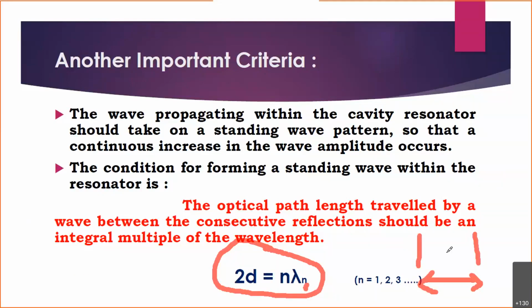Since I said inside the resonator there is a standing wave pattern, it has to follow the 2d equal to n lambda criteria. I have written the exact meaning here; you can read it out, but this is what you need to keep in mind. 2d equal to n lambda, d is the distance between the mirrors, n is the integer, and lambda is the wavelength.